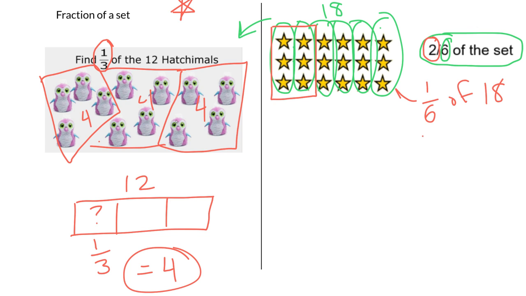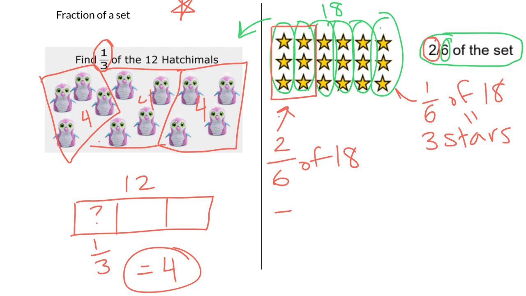We can see that 3 stars is equal to 1/6 of 18. So I know over here, if I box in 2 of those 1/6 groups, we have 2/6 of 18. And that is equal to how many stars? Go ahead and count them, or you could do 3 times 2 is equal to 6 stars.